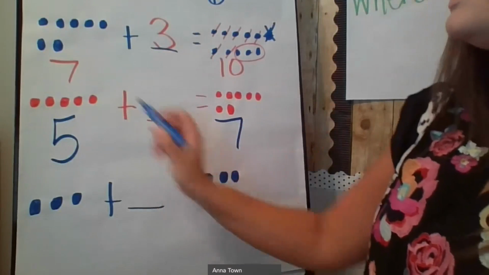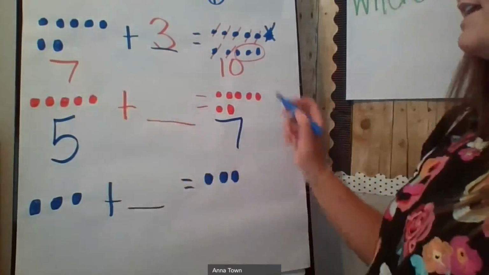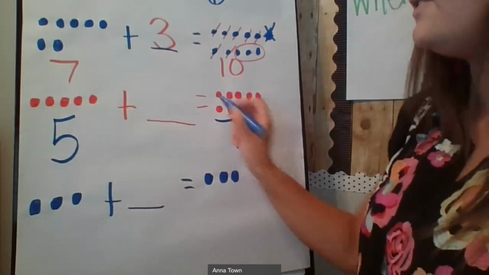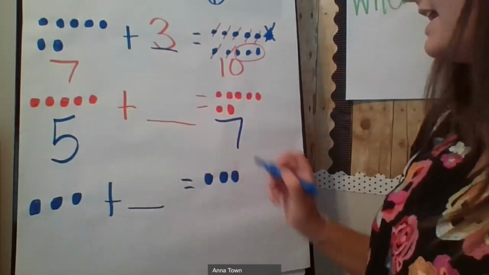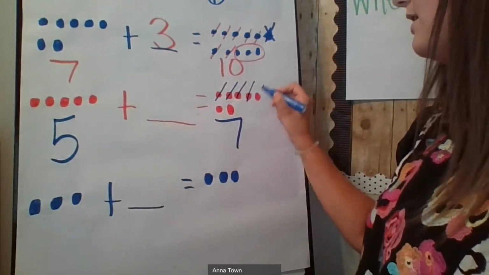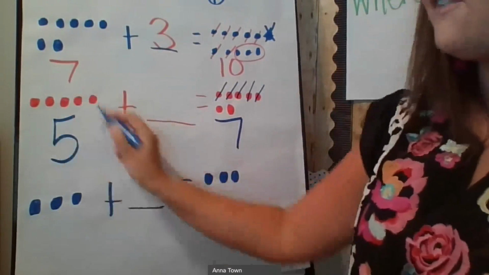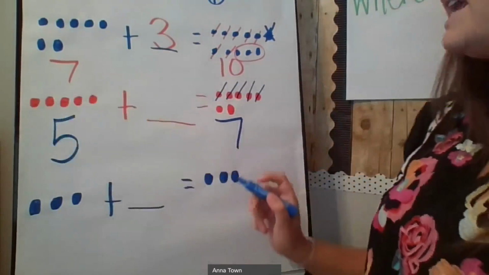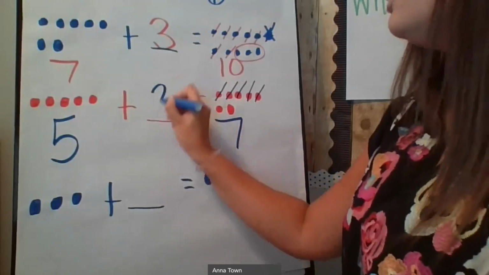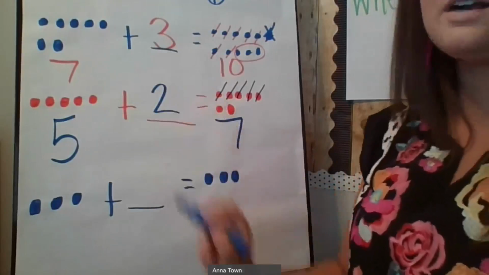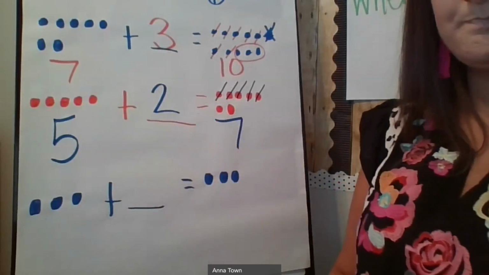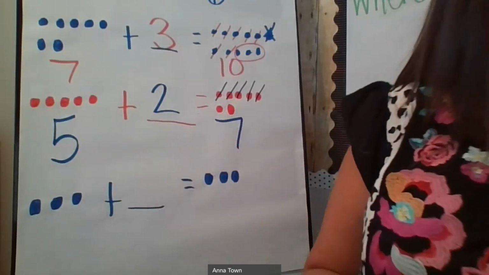What I want you to do is, because we know we already have 5 as an addend, we're going to cross out 5 counters and see how many counters we are left. That will be our missing addend. So 1, 2, 3, 4, 5. We crossed out 5 because that was the addend we already have. Now we have 1, 2. 2 counters are left, meaning 2 is our missing addend. 5 plus 2 is 7. Okay, we're going to do one more together.